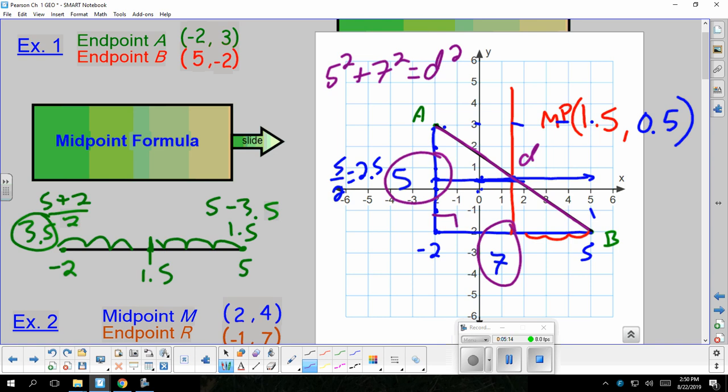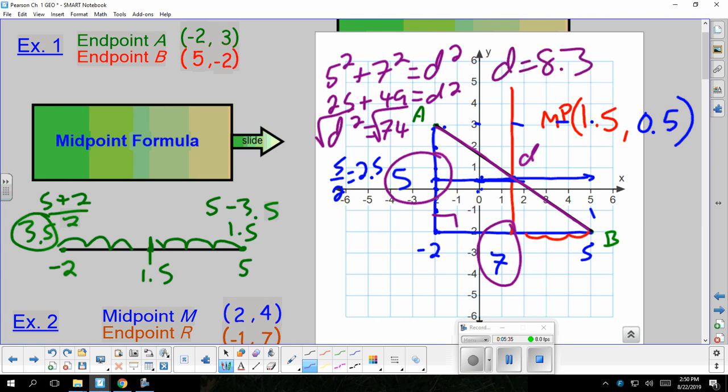So I have 25 plus 49 equals d squared. D squared equals 74. Square root both sides. D equals 8.3. So that's our distance using Pythagorean theorem. And that's our midpoint using the midpoint of horizontal and vertical lines.